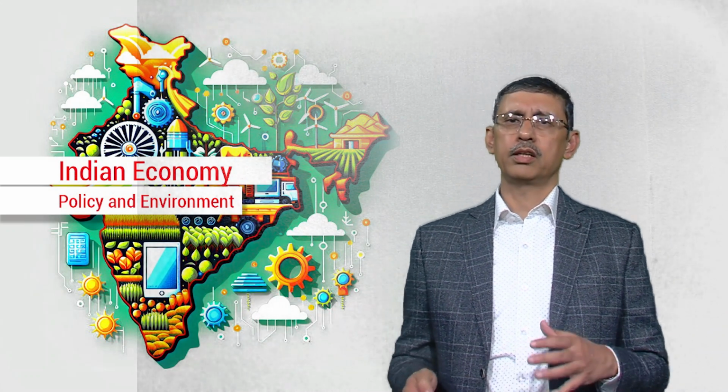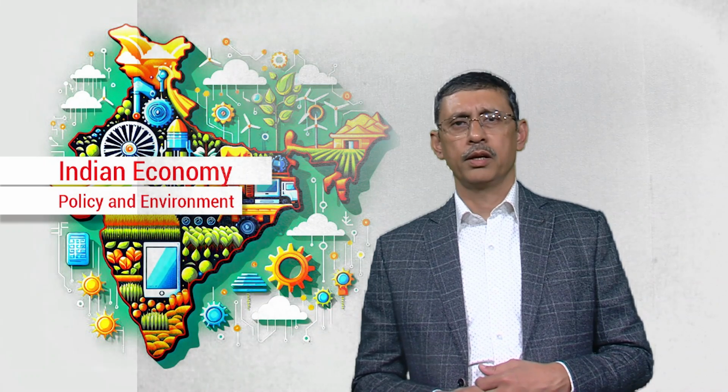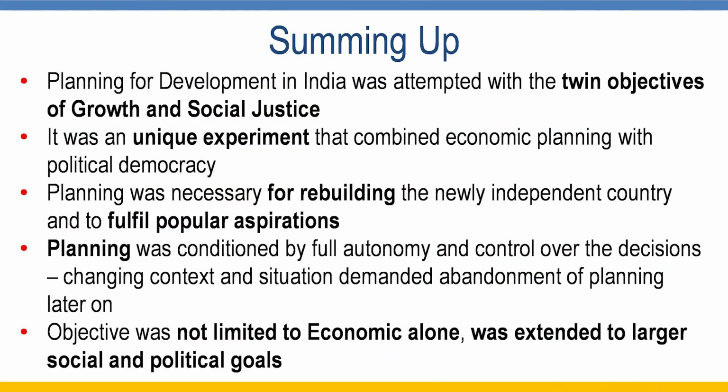So friends, let us sum up this whole discussion for today. We have 5 major points to sum up. Planning for development in India was an attempt with twin objectives: growth and social justice. It was a unique experience in a sense that it combined economic planning with the ideals and principles of liberal political democracy. Planning was necessary for rebuilding the newly independent country and also to fulfill the popular aspirations of citizens. Planning was conditioned by full autonomy and control over the decisions. Changing context and situation meant that planning was no longer feasible, so you have to abandon it.